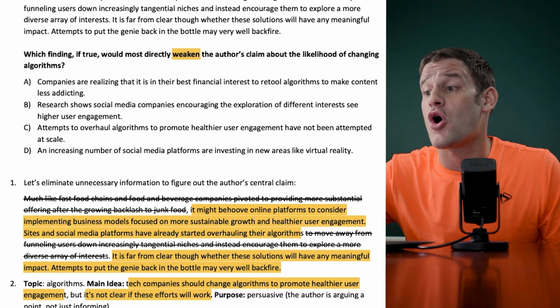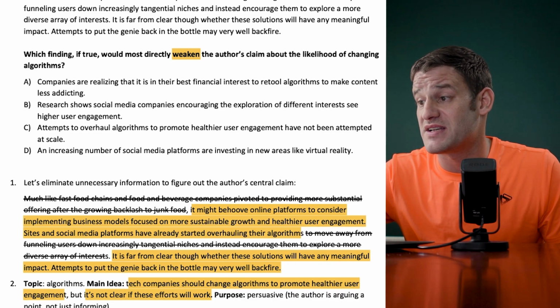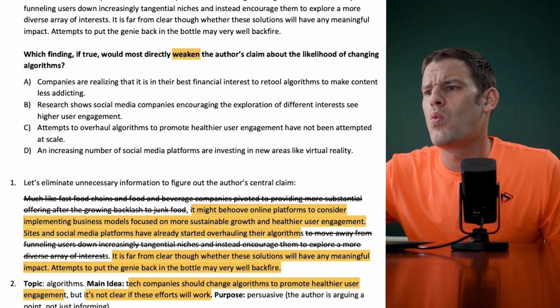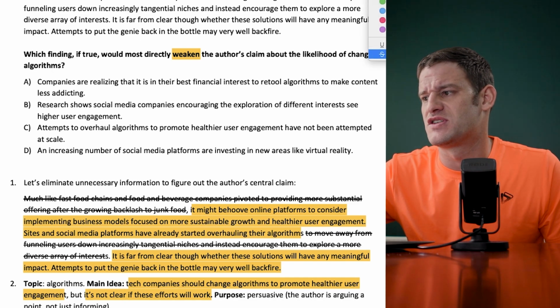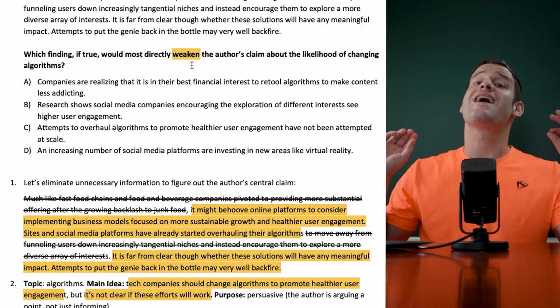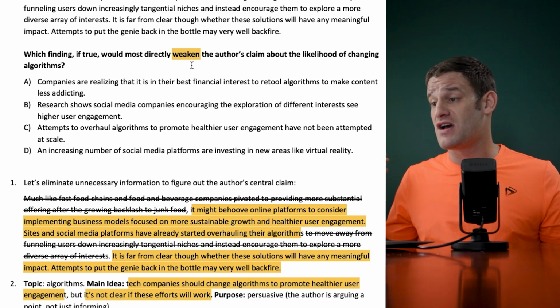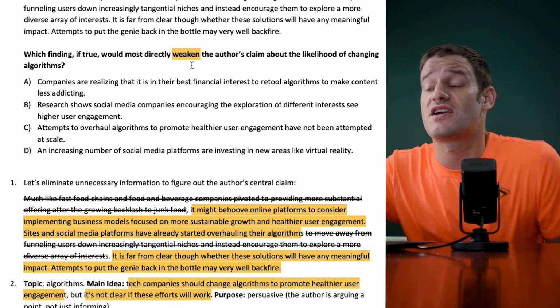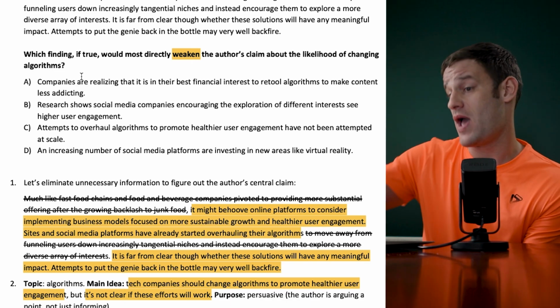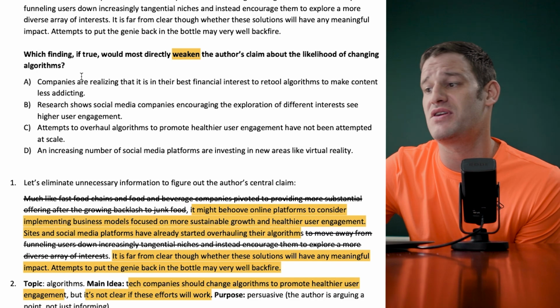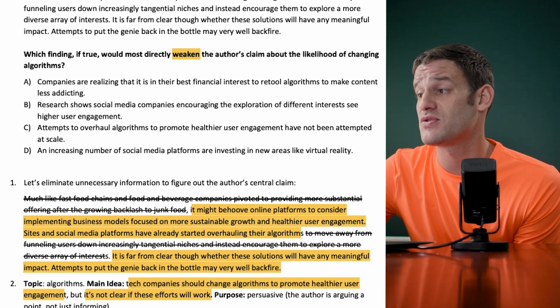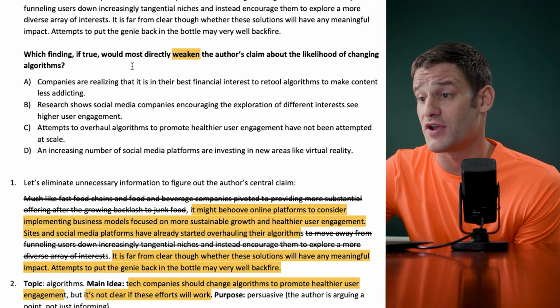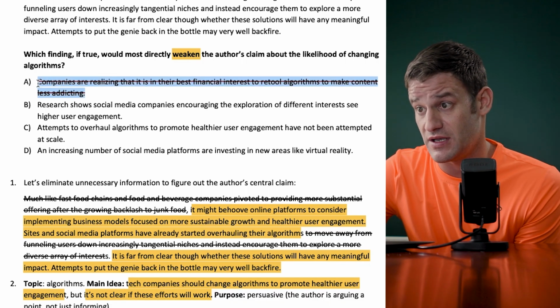A: companies are realizing that it is in their financial best interest to retool algorithms to make content less addicting. Would that weaken the claim? No, that would support it. So again, it's important to read the question carefully. If you're not keying in on the fact that you need something that actually contradicts or weakens the claim, you might think, oh, A is great, it supports the main idea. But no, in this case, we need to weaken it. So I would very quickly eliminate A. It doesn't weaken the claim.